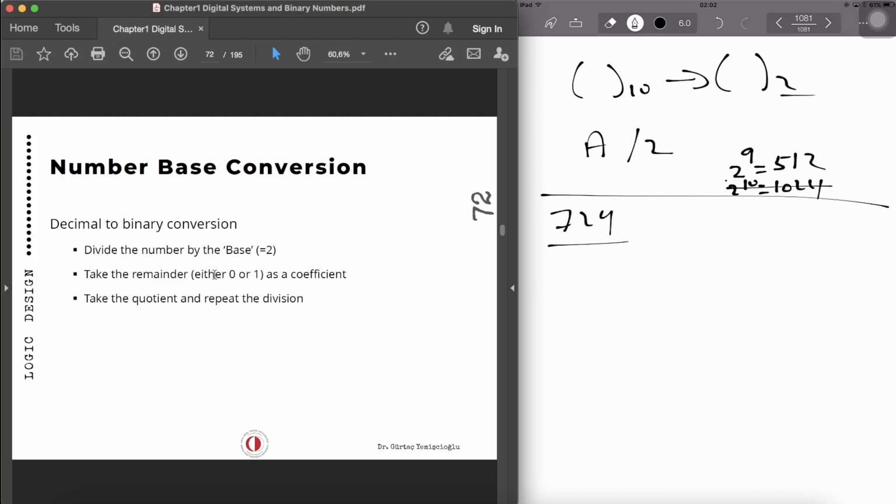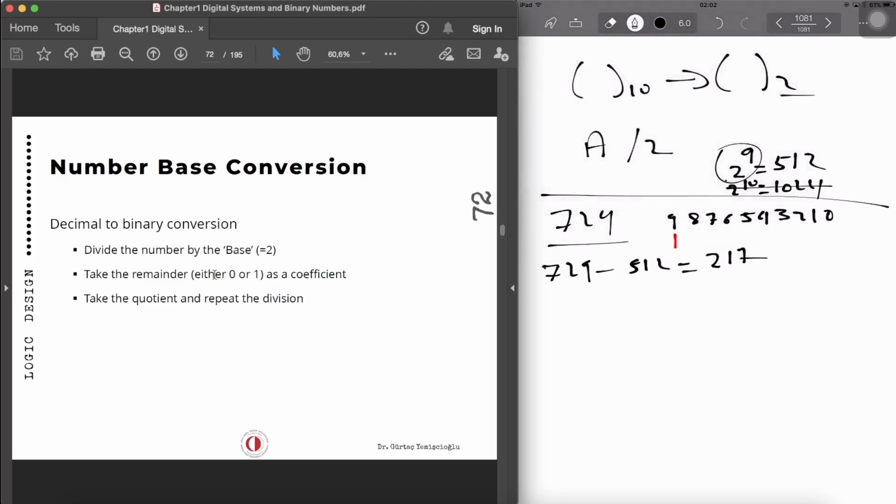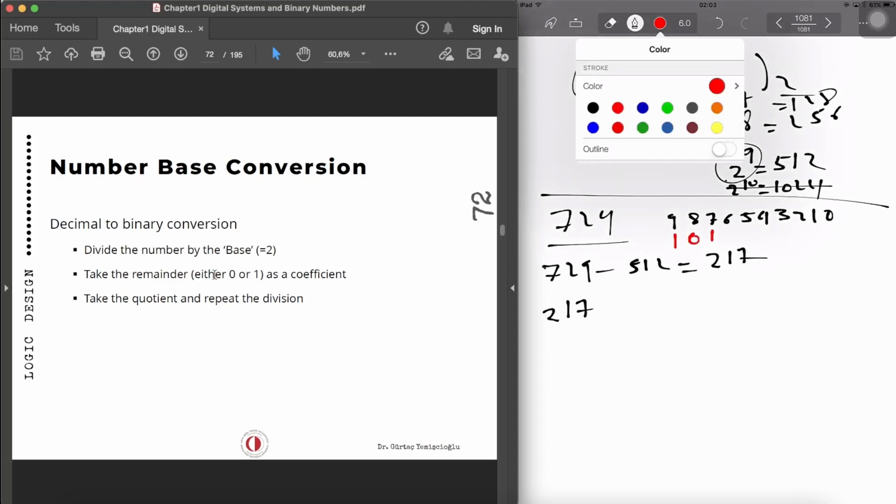So we can say 729 minus 2 to the power 9, which is 512. This is going to give us 217. So we got the first number, 2 to the power 9. What you can do is list 2 to the power 9, 8, 7, 6, 5, 4, 3, 2, 1, 0. So that means 2 to the power 9, it's going to be 1. Let's carry on. Then we have got 217. What is the largest possible power that we can use in order to cover 217? So 256 is 2 to the power 8, which is larger. Then we need 2 to the power 7, which is 128. So that means 8 is going to be 0, but 7 it's going to be 1, which is going to be 128.